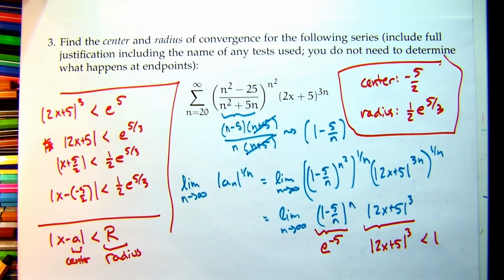And that one's done. Whew. I hope you have one like that on the test. Now, what do I do with the endpoints? Nothing! Why? Because it didn't say do anything with the endpoints. So if it says just find the center and the radius, just find the center and the radius.